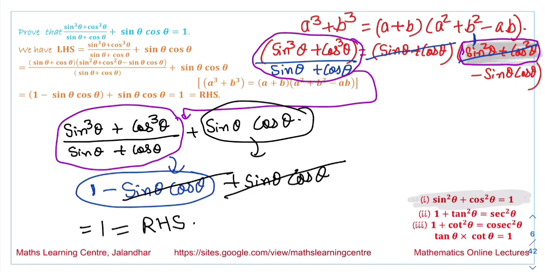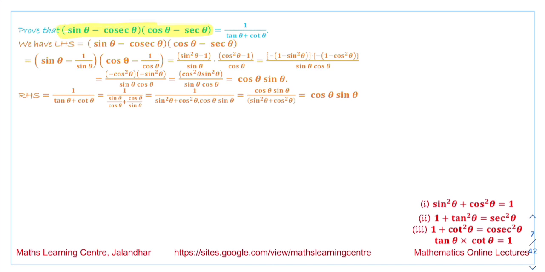Now next we have to prove that sin theta minus secant theta into cos theta minus cosecant theta is equal to 1 over tan theta plus cot theta. So if we are talking about the identity sin square theta plus cos square theta is equal to 1.